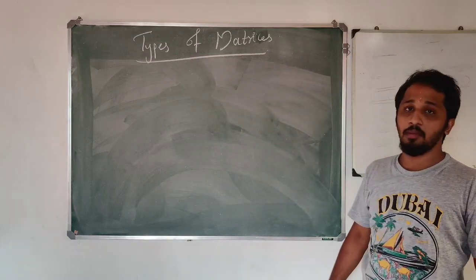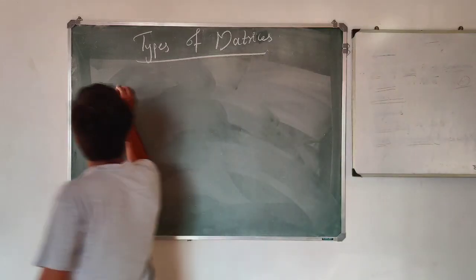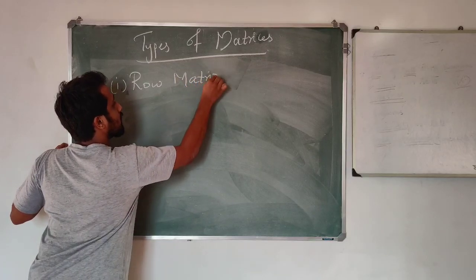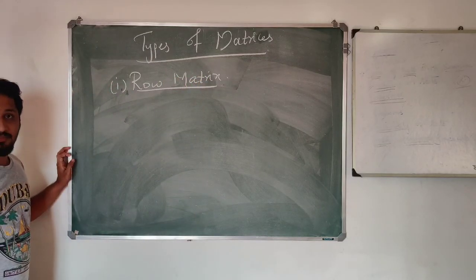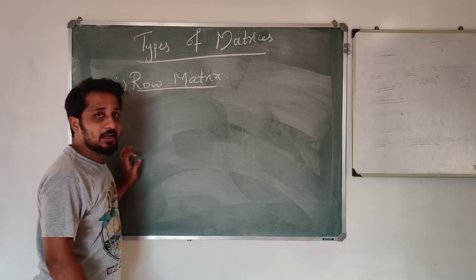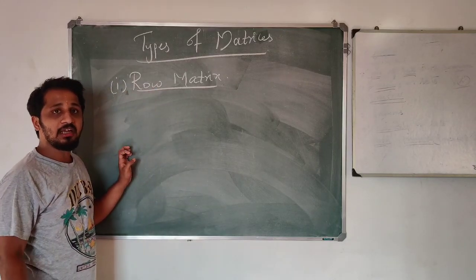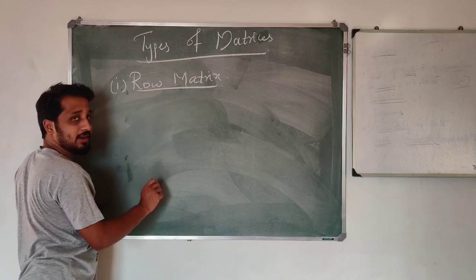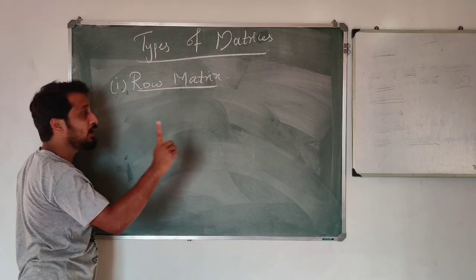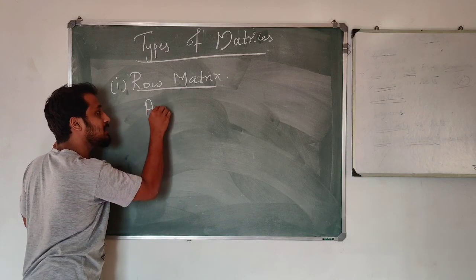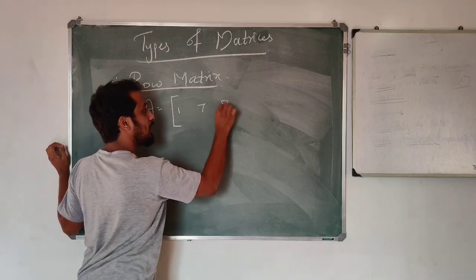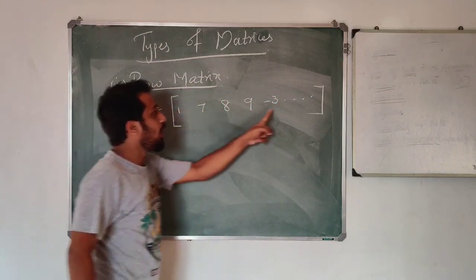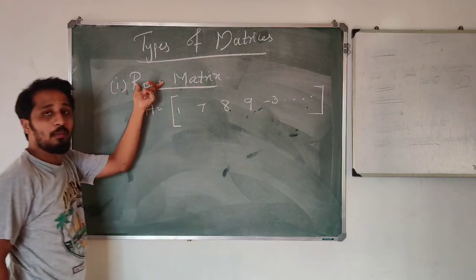Now we are going to discuss the types of matrices. The first type is the row matrix. A matrix is said to be a row matrix if it has only one row. For example, I am taking capital A is equal to 1, 7, 8, 9, minus 3, etc. Having only one row, such a type of matrix is known as a row matrix.